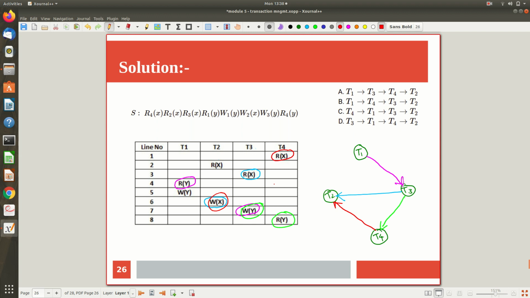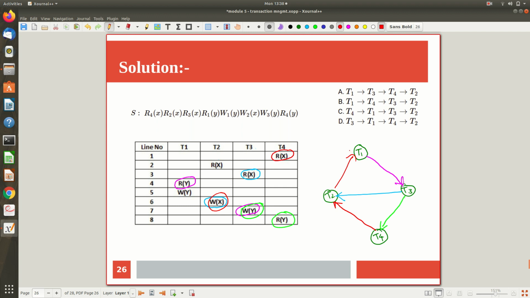And if there is some cycle in the graph, what does it say? Let me create a cycle here manually. Actually in the graph there is no cycle, so the cycle is coming from T1, T3, T2, T1. Now it says that whether you execute in the order T1, T2, T3 or T2, T1, T3, all are going to give you the same result.